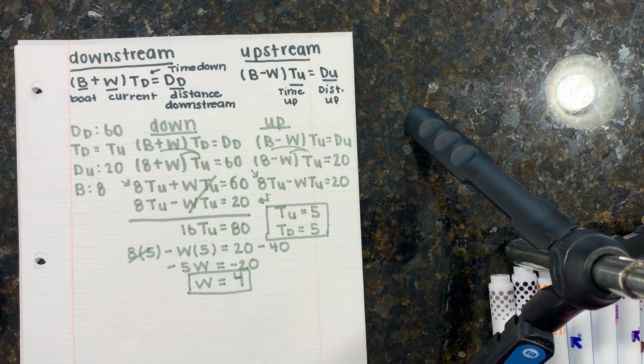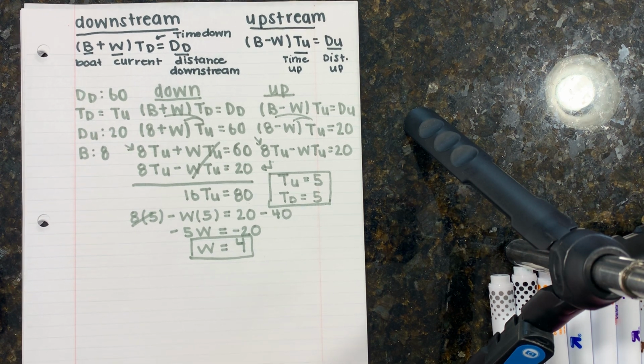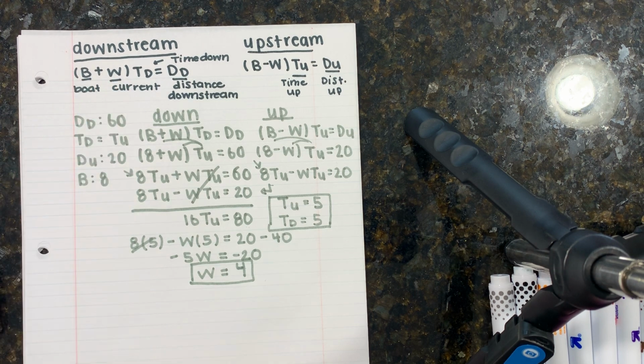The next one says the steamboat Juby fountain could go 70 miles downstream in 5 hours, but required 6 hours to go 48 miles upstream. What was the speed of the boat in still water and what was the speed of the current? So I'm looking for the speed of the boat and the speed of the current, both B and W.